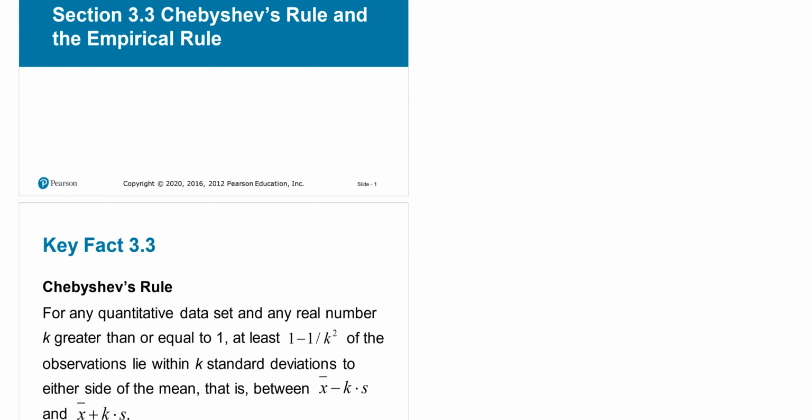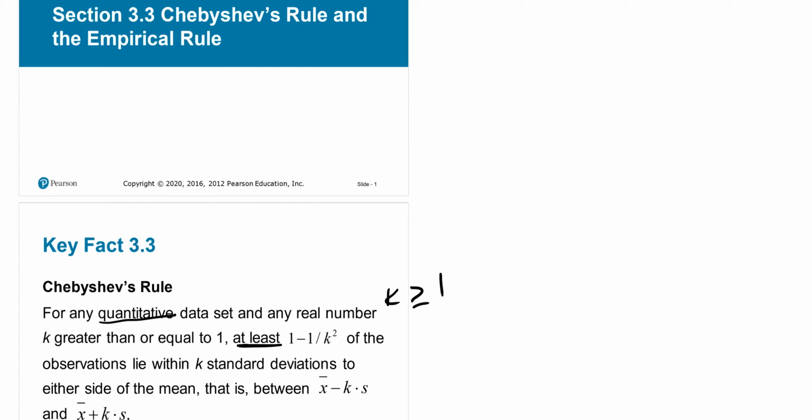Section 3.3 Chebyshev rule and the empirical rule. What Chebyshev found out is that for any quantitative data, quantitative meaning a numbers set, and any real number k greater than or equal to 1, at least 1 minus 1 over k squared of the observations lie within k standard deviations from the mean, meaning on either side of the mean.